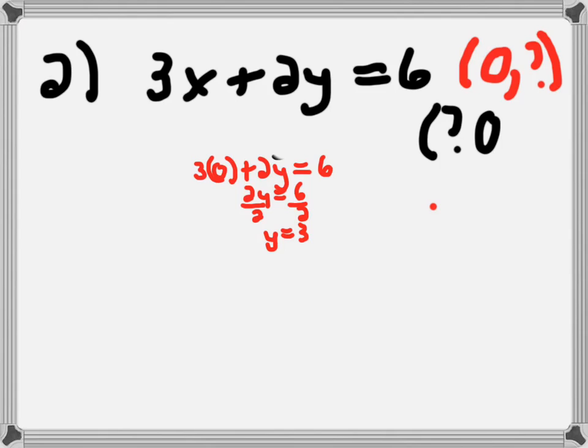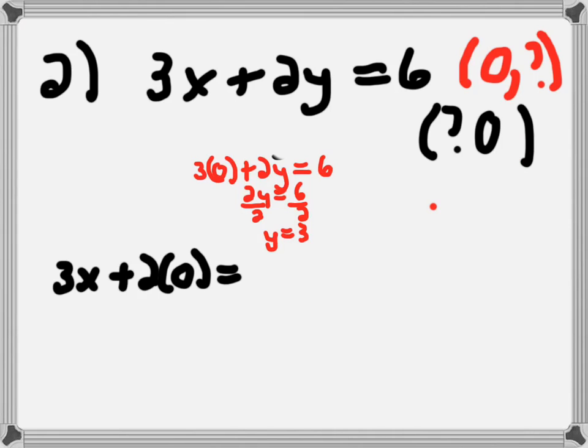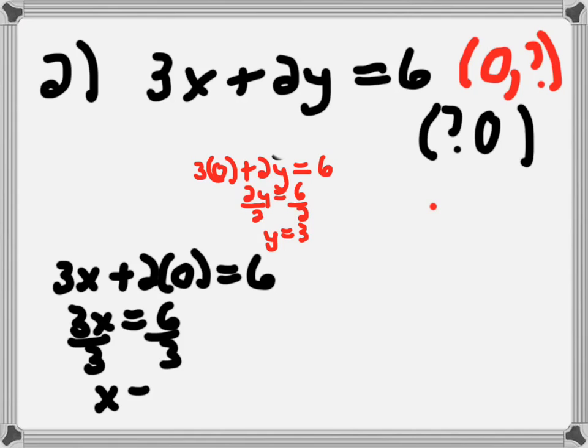So that's where y is 0. This is the x-intercept that I'm about to do. And so I'm going to go 3x plus 2 times what? 2 times 0 equals 6. And that's going to give me 3x equals 6, because 2 times 0 is 0. This is multiplication. And so to undo multiplication, you have to divide. Divide by 3, divide by 3, x equals 2.